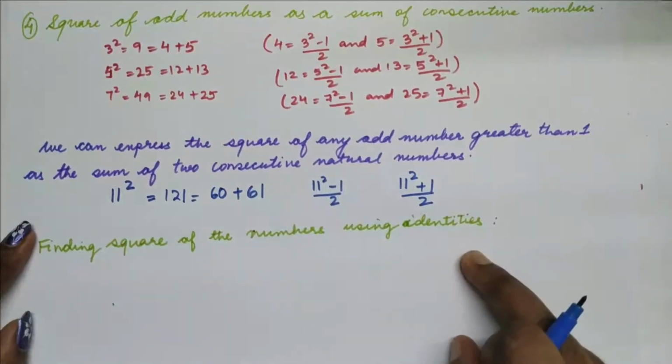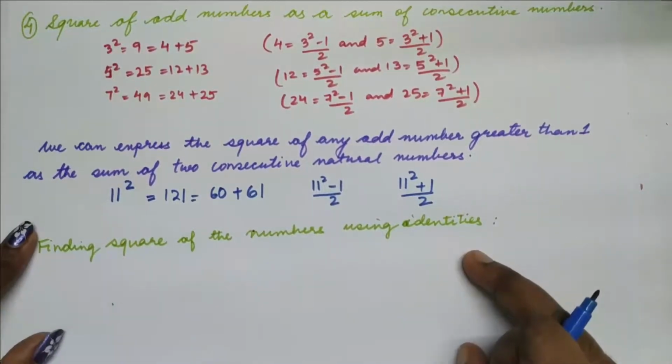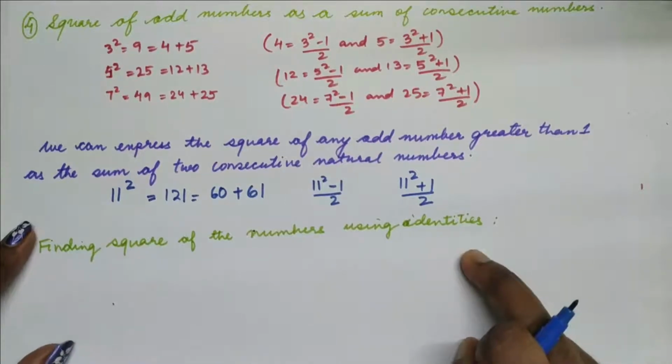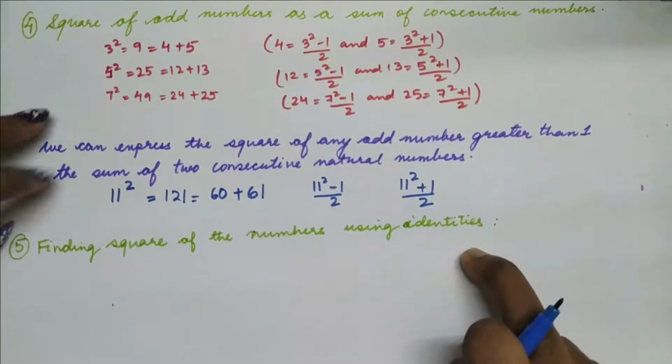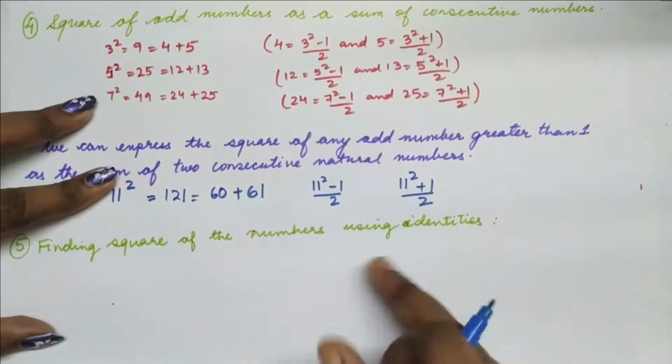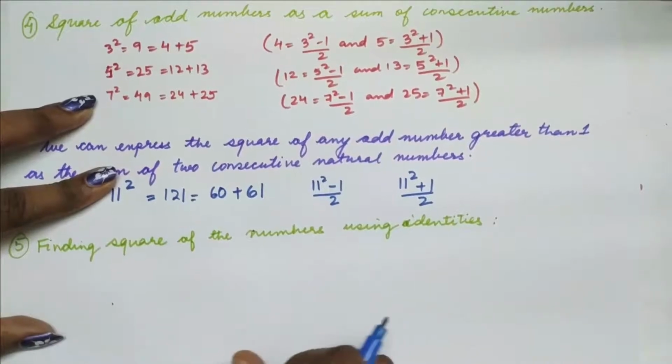Next is finding the square of a number using the identities. Now you have done the algebraic identities. I have taught you in the previous videos. You can also go and check them out if you don't know. So how can I find the square of a number using this identity?